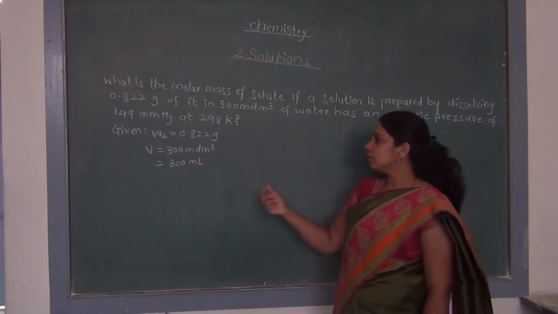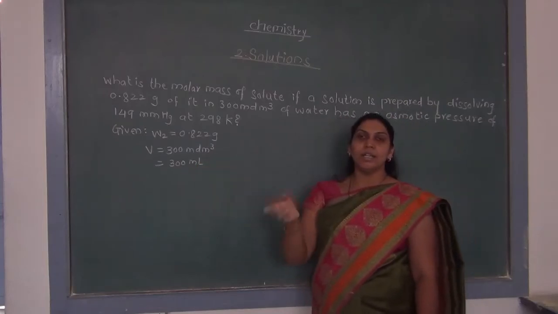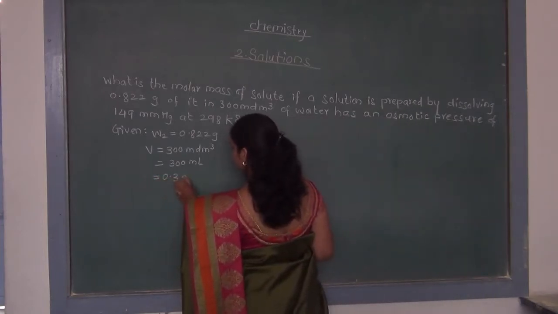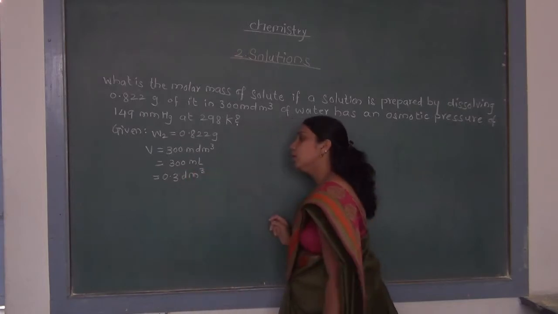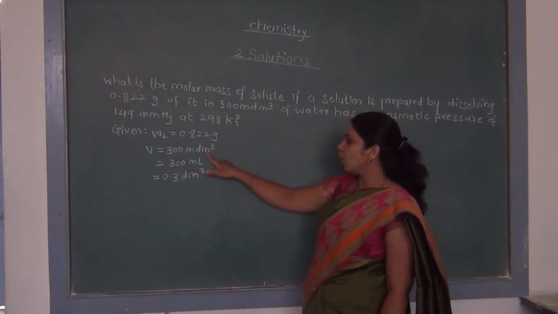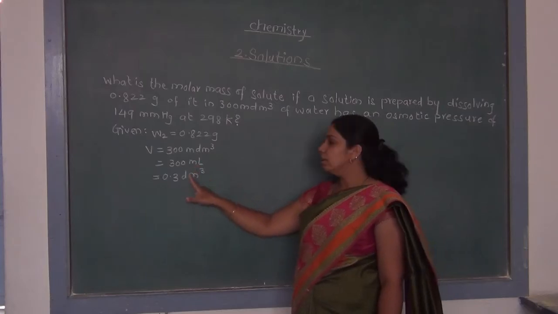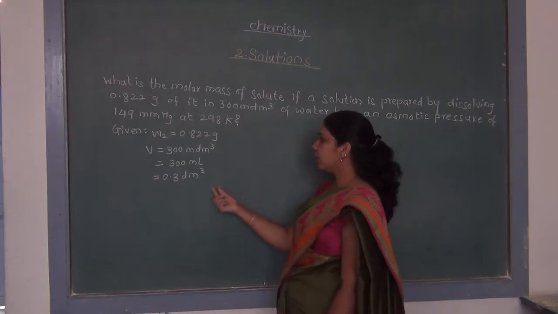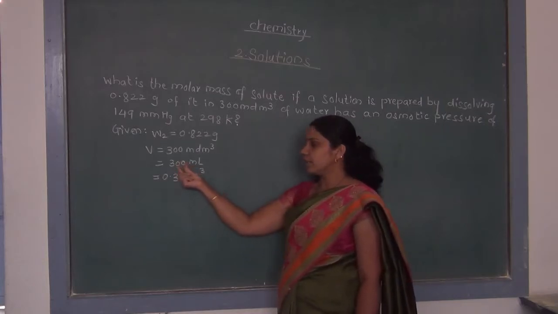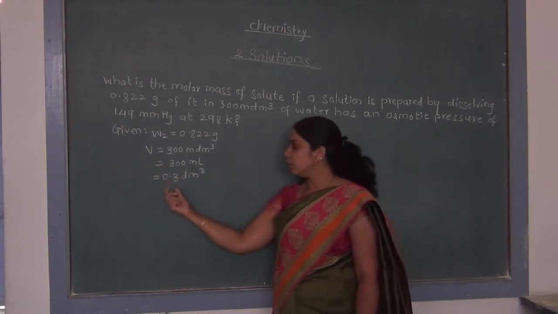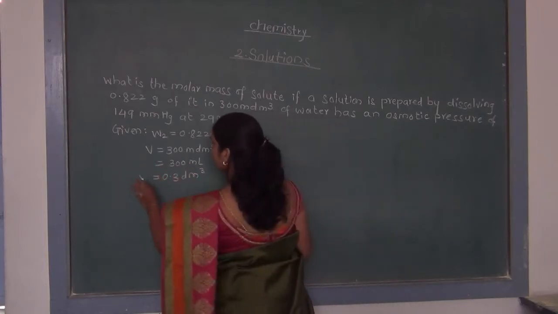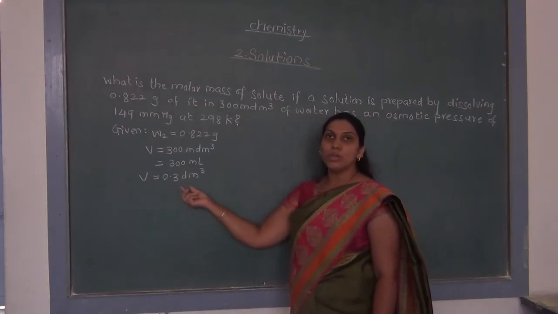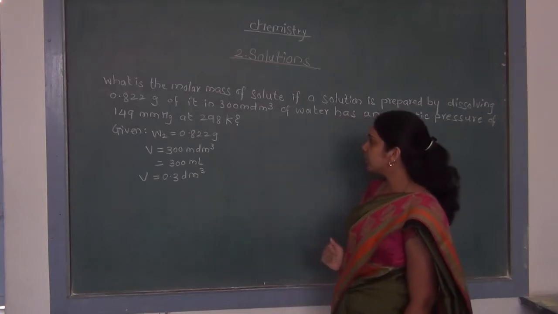So 300 dm³ is nothing but 300 ml. And now we will convert this value of 300 ml into decimeter cube, that is 0.3 dm³. To convert this value from ml into decimeter cube, we have to divide it by 1000. So by dividing 300 by 1000, the point will shift 3 places to the left side, and the value for the volume of the solution obtained is V is equal to 0.3 dm³.